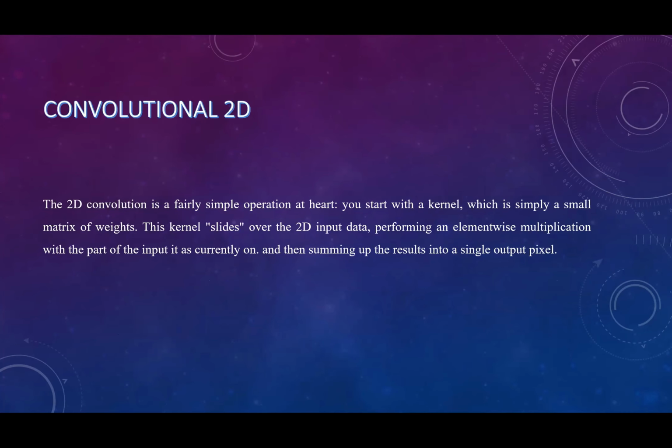Coming to the convolutional 2D. The 2D convolution is a fairly simple operation. At heart, you start with a kernel, which is simply a small matrix of weights. This kernel slides over the 2D input data, performing an element-wise multiplication with the part of the input it is currently on, and then summing up the results into a single output pixel.